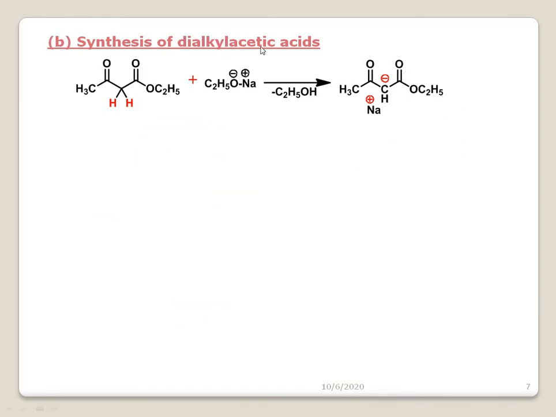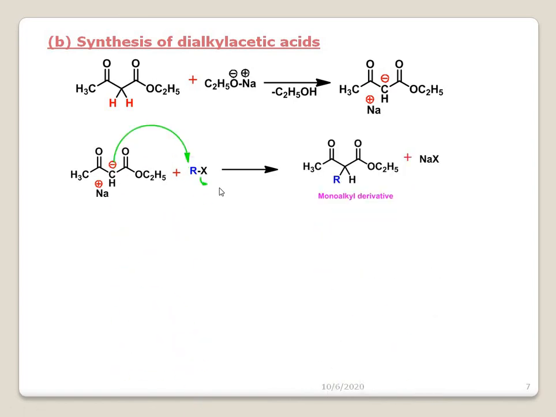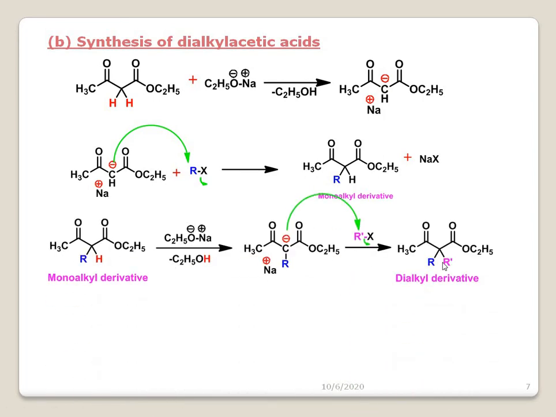Now if you want to prepare a dialkyl acetic acid, what will you do? First and foremost you will prepare this one only. Dialkyl acetic acid means you have to have 2 alkyl groups. For that you have to do dialkylation. First you prepare the monoalkyl derivative, as I discussed earlier, then the dialkyl derivative. If you are introducing the same alkyl group, you can do it in one step itself, but for different alkyl groups you have to do it successively.